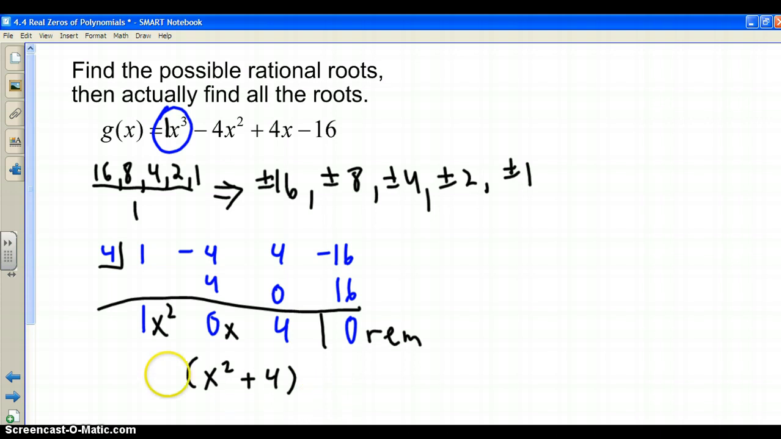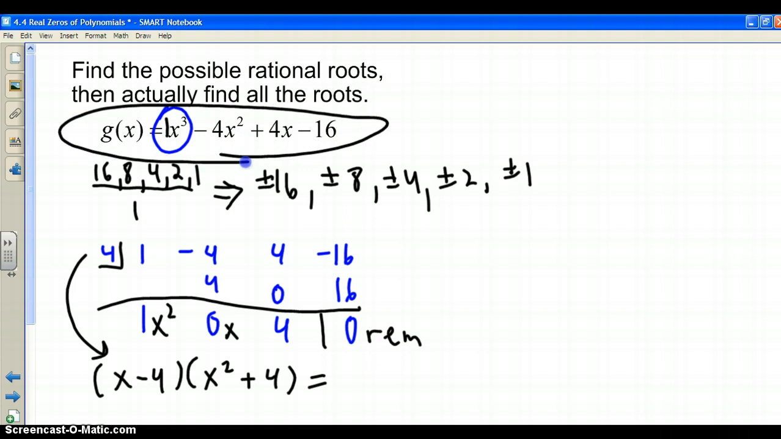Okay, so that's my factor. My other factor comes from this: if the solution is 4, the factor would be x minus 4. Right? And so I could factor this polynomial, this times this. These are factors. By the factor theorem, since the remainder is 0, this is definitely a factor. And it says find all the roots.